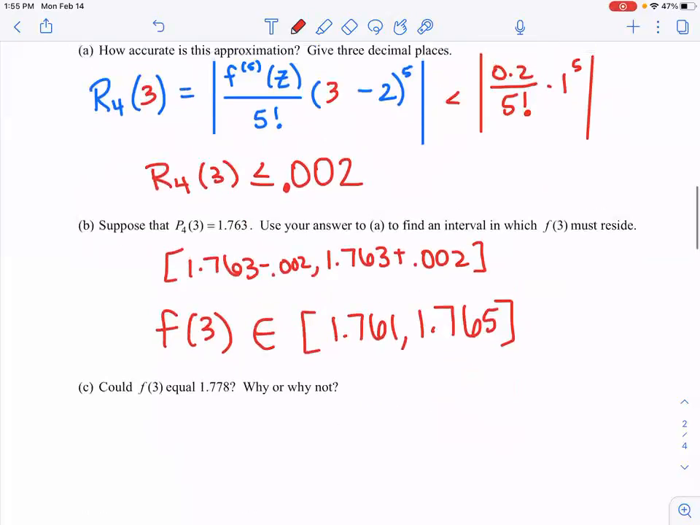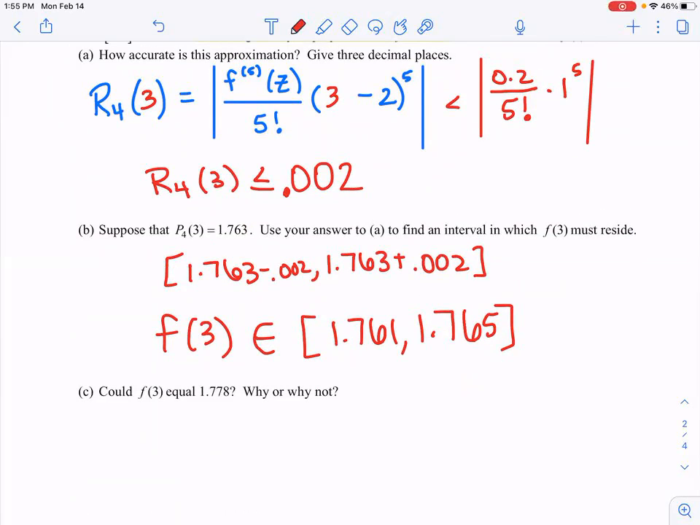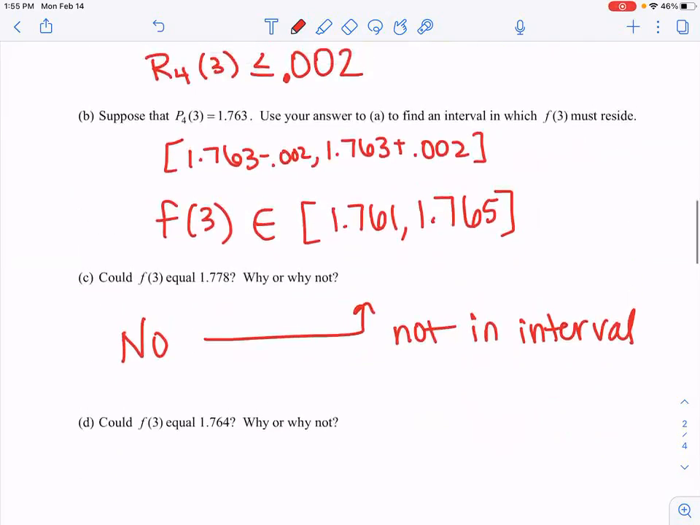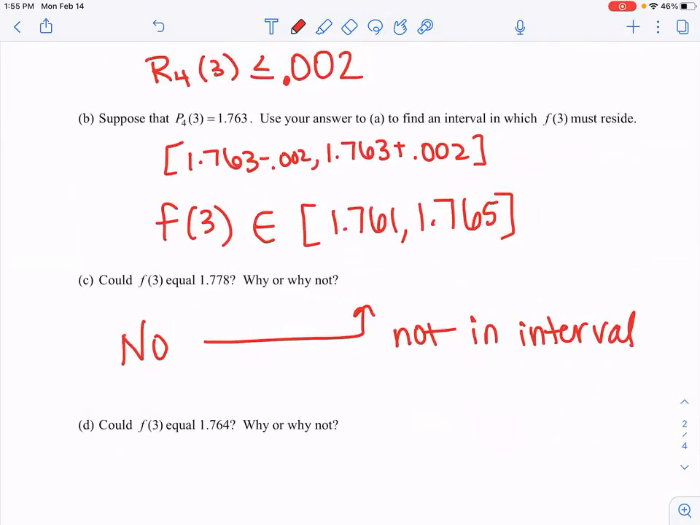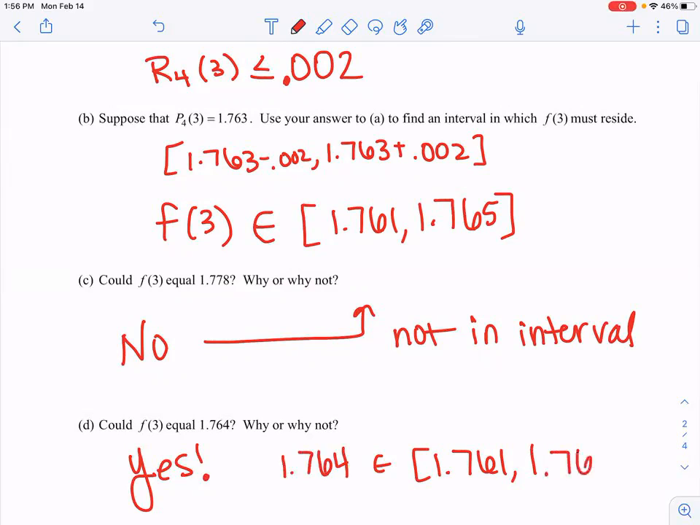Okay, so could f of 3 equal 1.778? Okay, could f of 3 equal 1.764? Yes. She belongs.